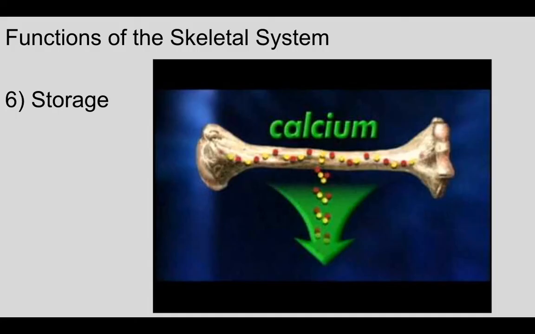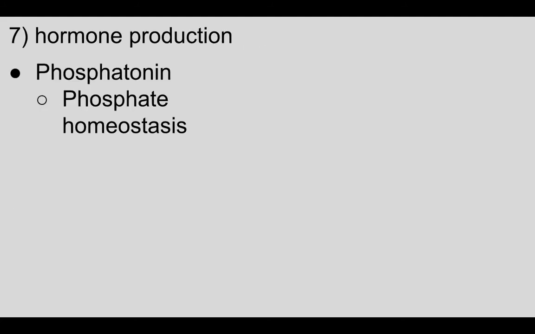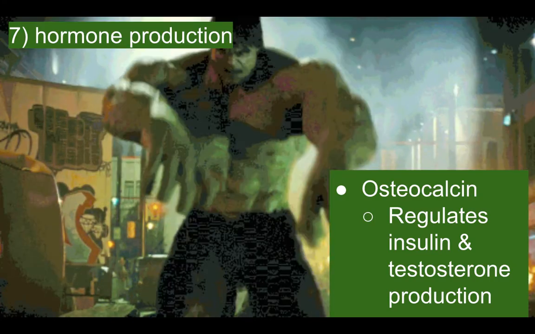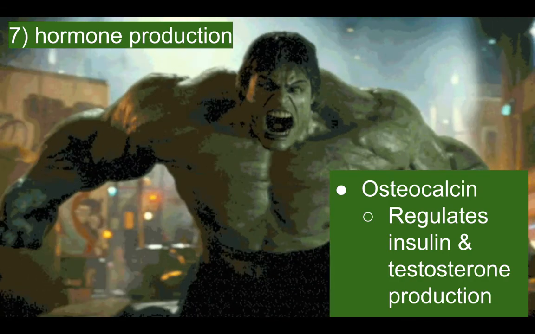The next thing the skeletal system does is storage. And I think you would probably say calcium if I asked you, but there's also phosphorus and fat, which you'd find in the bone marrow. So that's number 6. Number 7 is hormone production. And there's a hormone called Phosphatonin, which regulates phosphate homeostasis, which we'll talk a bit more about soon when we get to, we'll have a couple days on just homeostasis. So hormone production, so Phosphatonin, but it also produces this stuff called Osteocalcin, which regulates insulin and testosterone production.